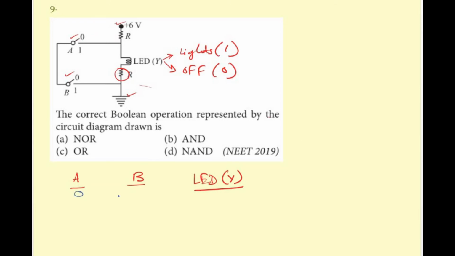If A is open and B is open like this, the current will directly flow through this LED and the LED will light up. That is one. If we close this switch, there will be no effect on the circuit, because here it will be an open circuit till then. So current will not flow in this direction and current will still flow in this direction. So if A is 1, B is 0, it will be 1.